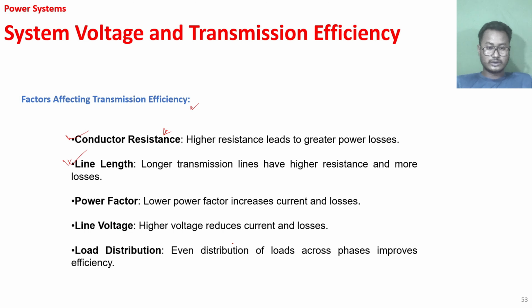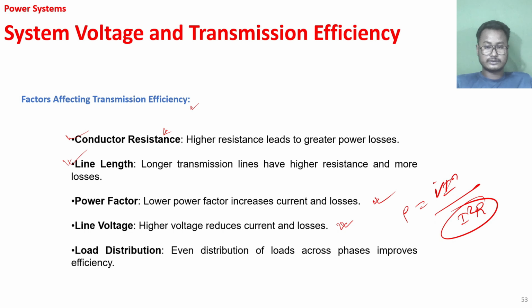And the power factor, lower power factor increases current and losses. Line voltage, higher voltage reduces current and losses. Higher voltage, we have seen the relation. P is equal to V into I. If higher voltage, that means low current, that means I square R, this is the loss. Loss will be less.